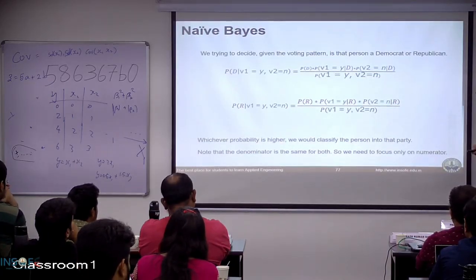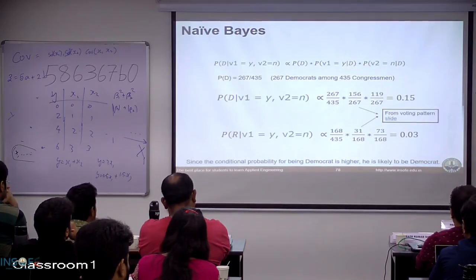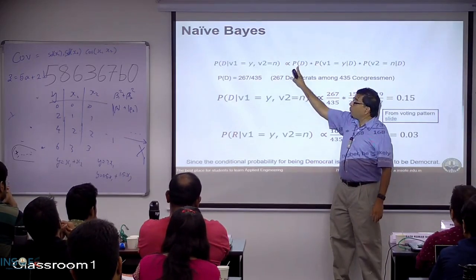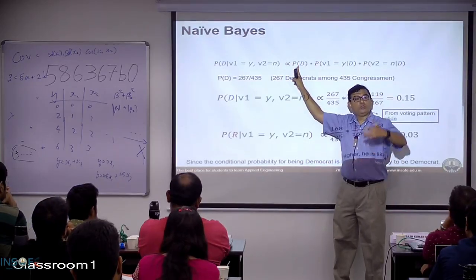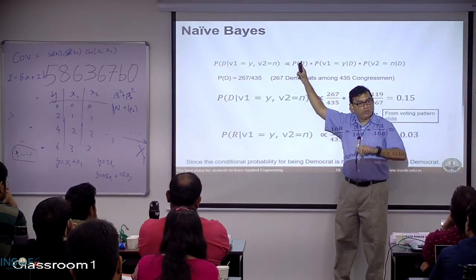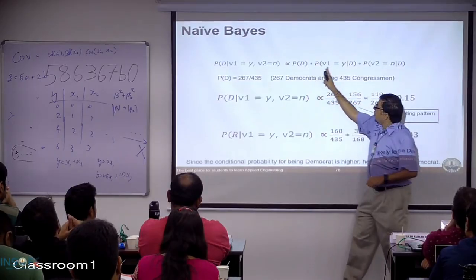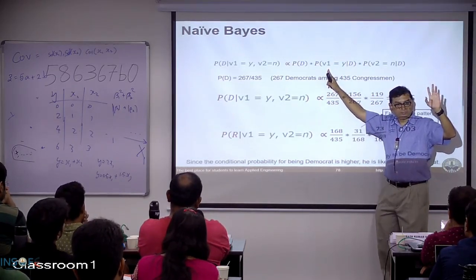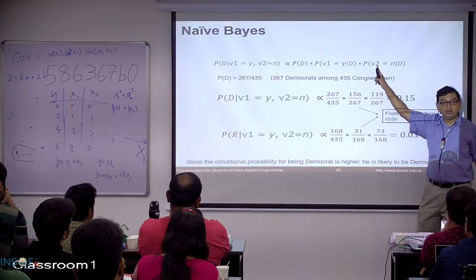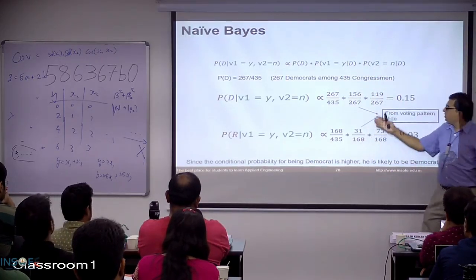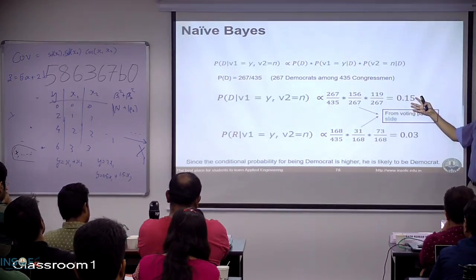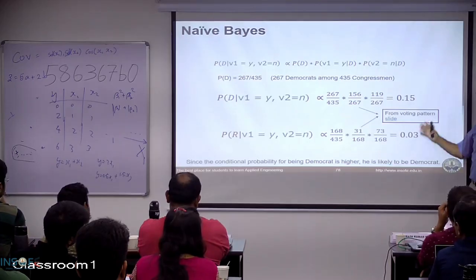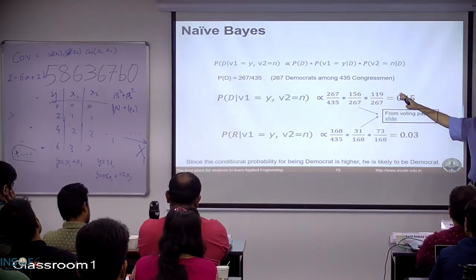So let's go ahead and compute this. I've already computed each one. Probability of being Democrat, we know, because we know how many Democrats there are in the total house. So we computed this first. Probability of being a Democrat and voting yes, we also computed in the first slide. This was in the other slide. Put all of those numbers in. This number turns out to be 0.15 for the Democrat, and 0.03 for Republican. So I'm going to say this is to be assigned to Democrat.